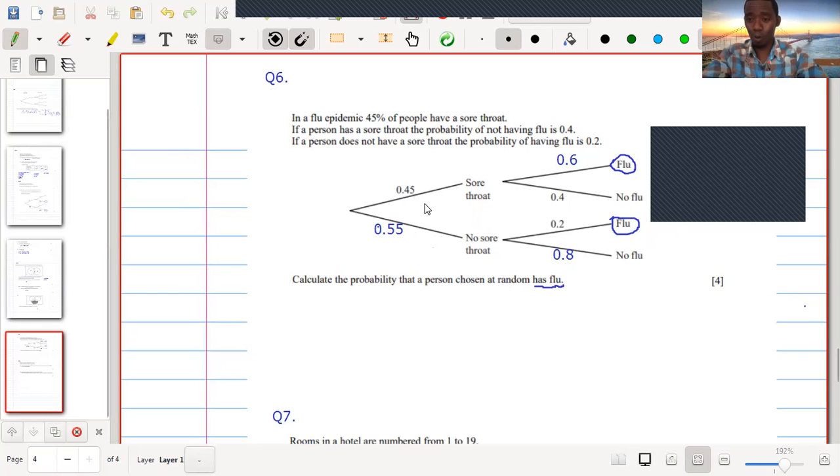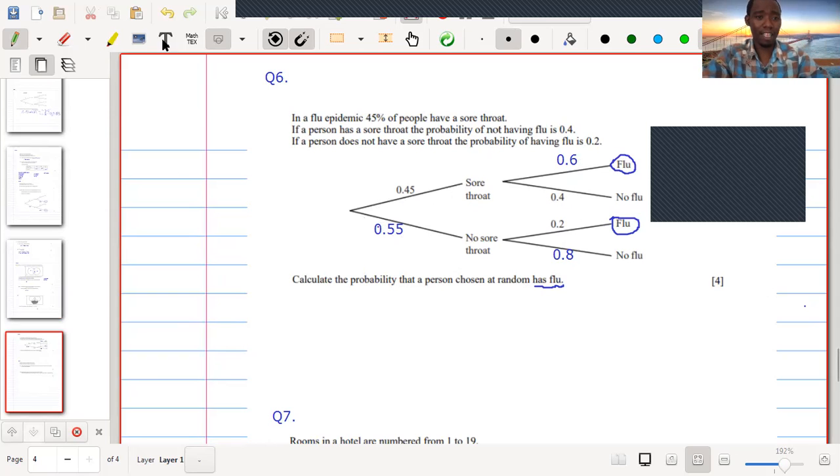Actually, you can see it's too often. It can be sore throat and flu. All should be 0 points sore throat, all and flu. So you add them together. And don't forget, along the branch, you multiply probabilities. Then after, you add them together.